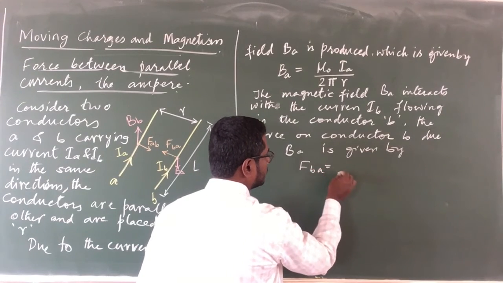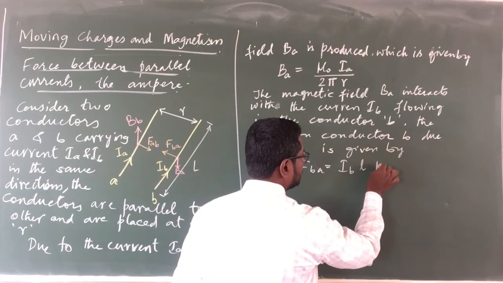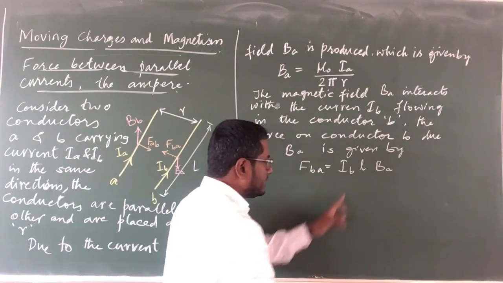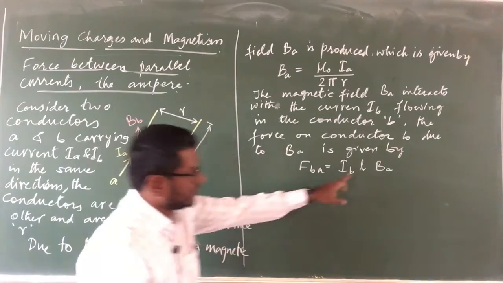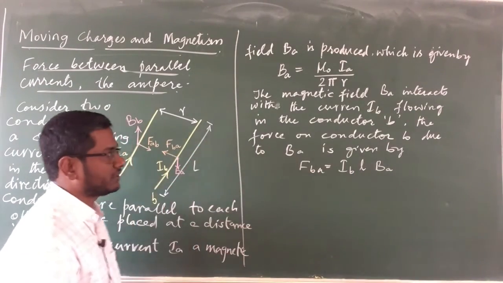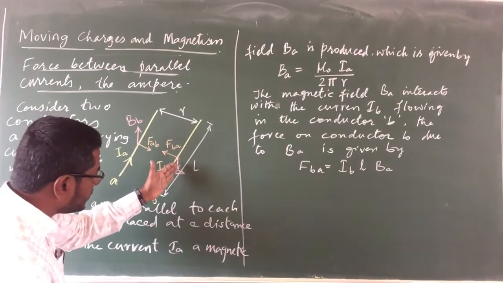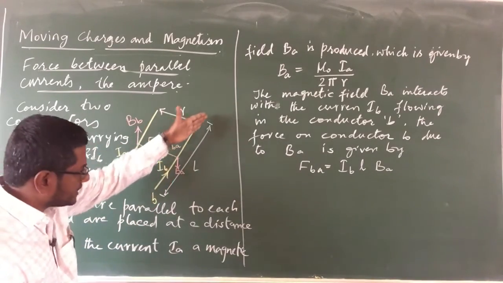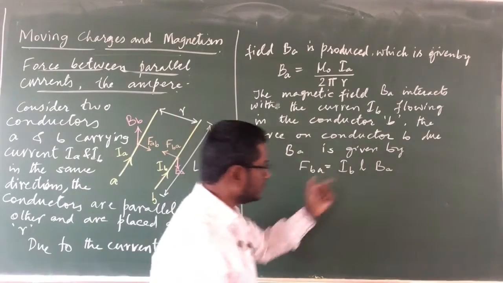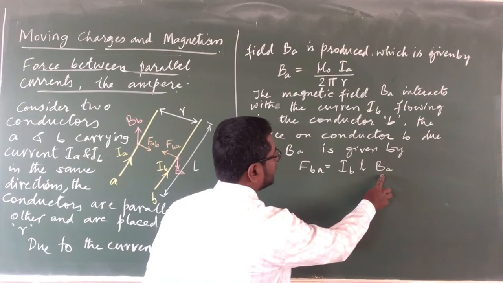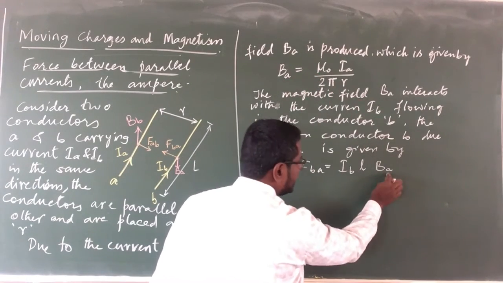FBA equals IB L into BA. IB is the current which is flowing in conductor B, L is the length of conductor B, and BA is the magnetic field which is produced by conductor A and is acting at the location of conductor B. Now I have the equation for BA from here, so I can substitute this BA into this expression.